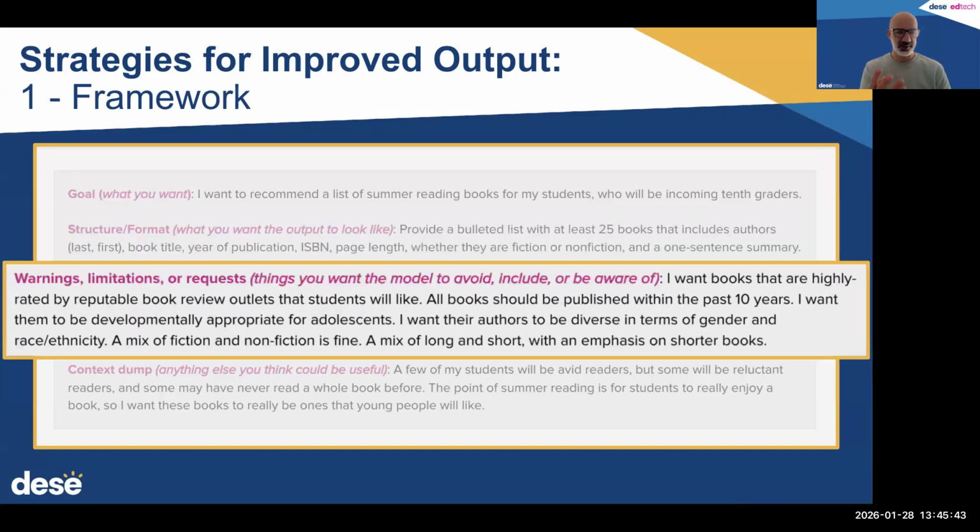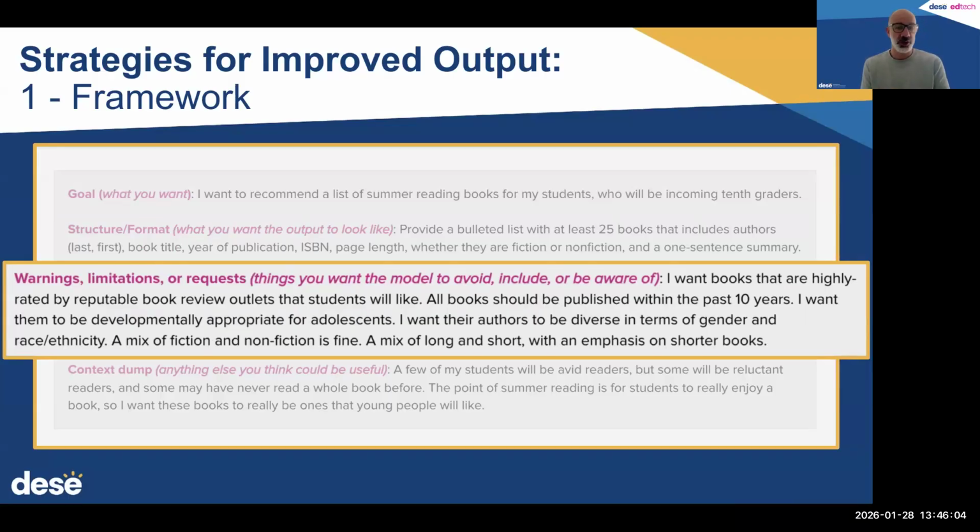Let's move on to the next third element here. Warnings, limitations, or requests. Things we want the model to avoid, include, or be aware of. So we're being really specific here. I like to think of it like constraints and expectations. I want books that are highly rated by a reputable book review outlet that students will like.